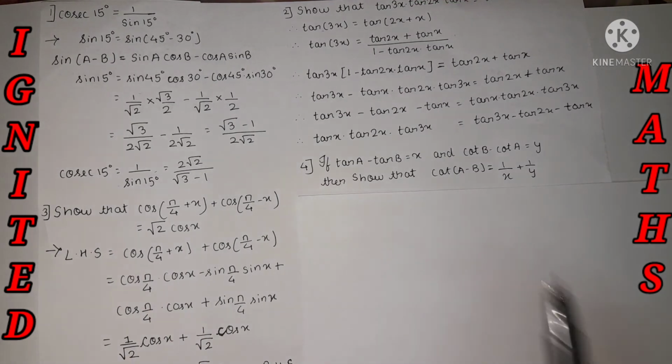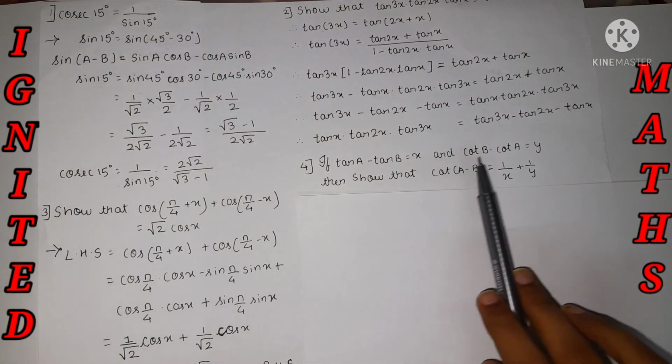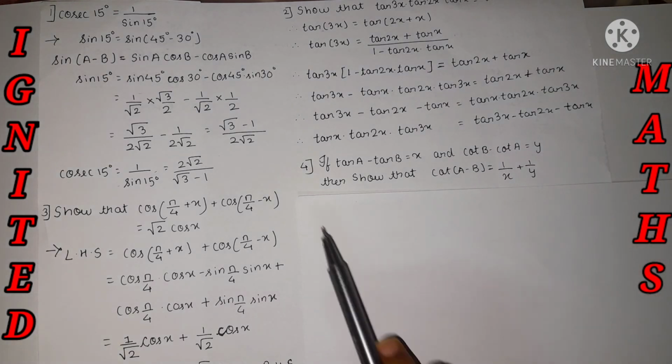The fourth question: if tan a minus tan b is equal to x and cot b minus cot a is equal to y, we need to show that cot a minus cot b is equal to 1 by x plus 1 by y.